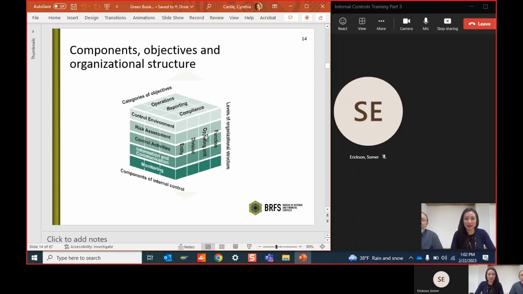Control environment, risk assessment, control activities, and information and communication. And finally, monitoring. And on the top side, we have the categories of objectives, which is operations, reporting, and compliance. So each one of these components is going to touch on all 3 of these objectives.